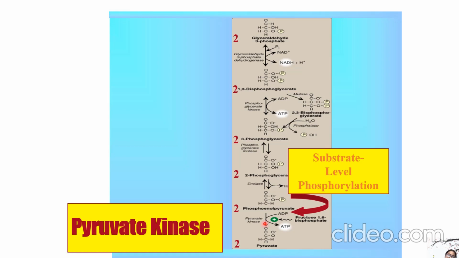And the other step, where pyruvate kinase is involved in the conversion of phosphoenol pyruvate (PEP) to pyruvate, is also known as substrate level phosphorylation. In both these processes, ADP is converted to ATP.